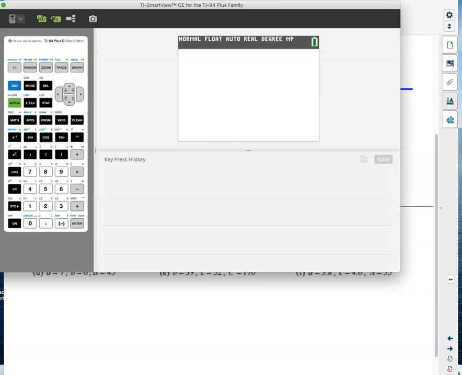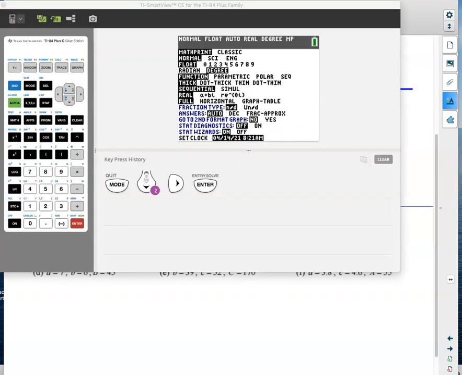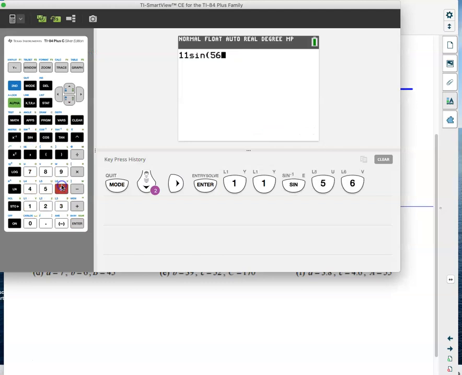And we will be using degrees, so we have to make sure the mode is changed into degrees. And we need 11 sine of 56. So 9.119.